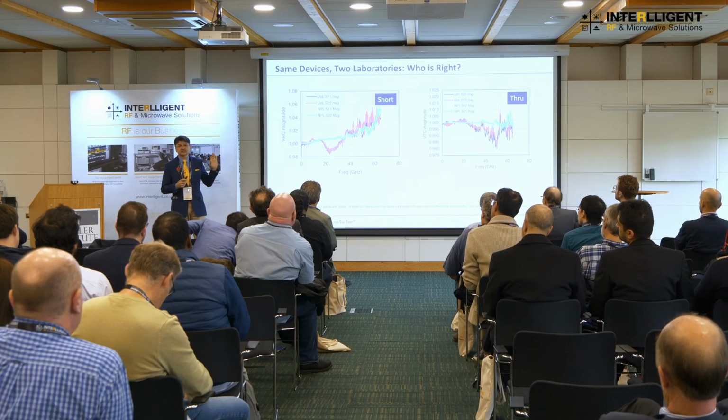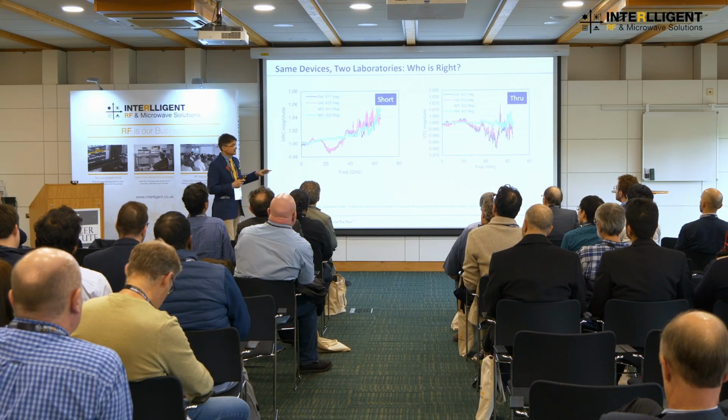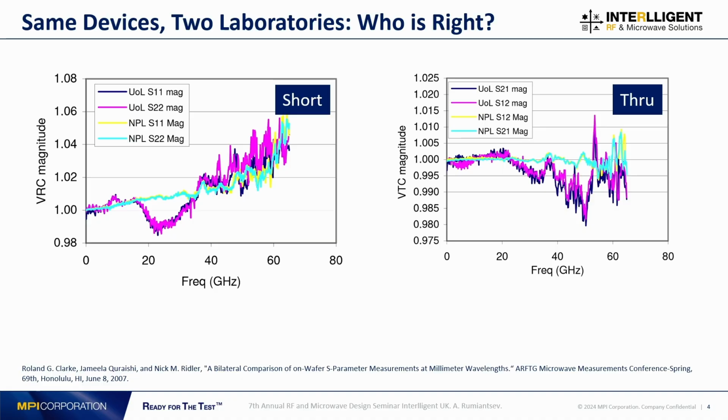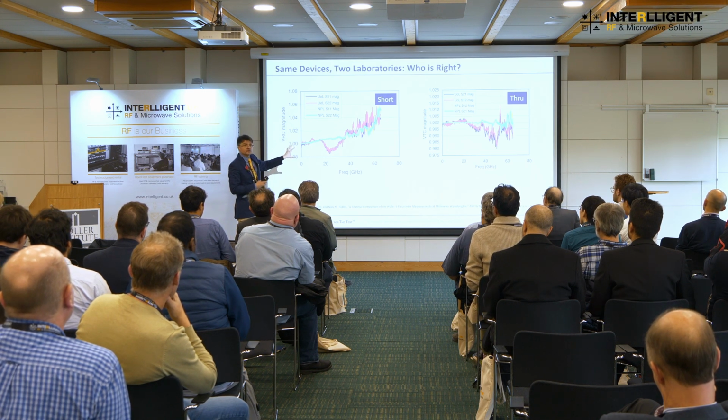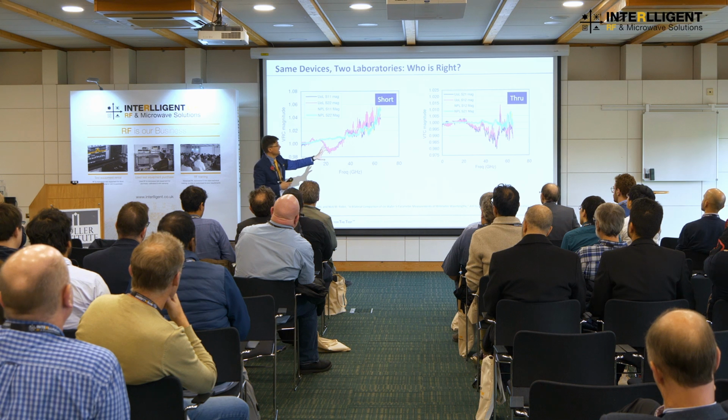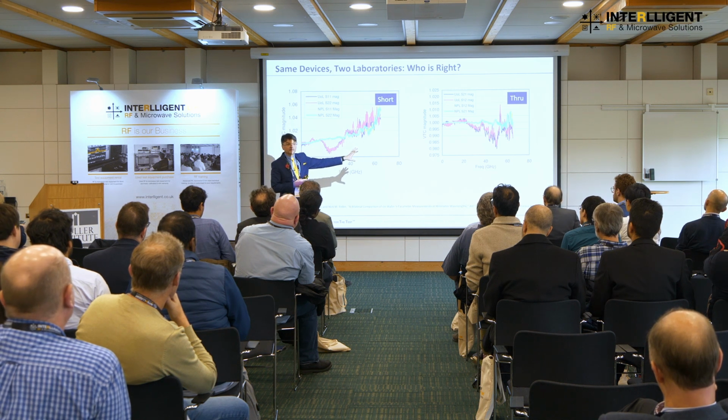This is an interesting example here. It's a data set presented by a campaign. Different laboratories tried to compare measurement results of exactly the same physical device, but measured on different equipment. And here's the comparison. One of the laboratories was NPL here. And this is an example of a measured reflection coefficient of a short standard at the wafer level and the through standard transmission coefficient of it.